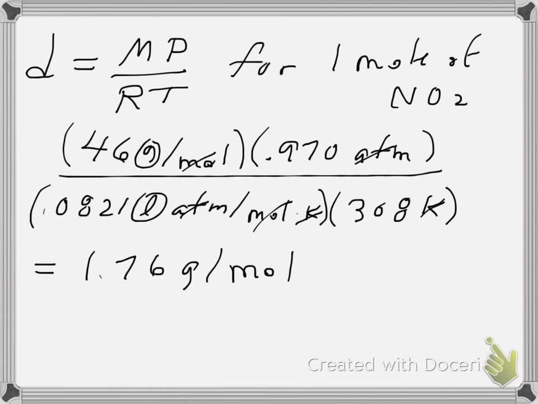If you took the molar mass, 46 grams per mole, divided it by 22.4 liters per mole at STP, you'd get about 2. So you can see with the increased temperature and the pressure coming down a little bit, I get less density than I would at STP.